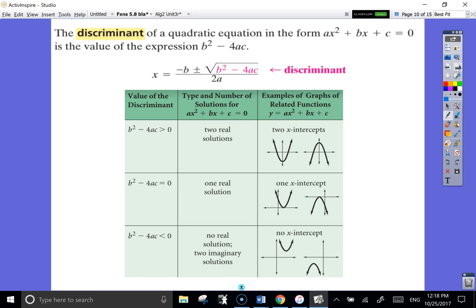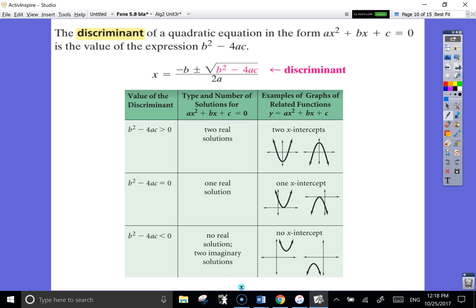So b squared minus 4ac. And there's 3 possibilities, right? If the discriminant is greater than 0, then you're taking the square root of a positive number, you should get a real number. Right? So you'll get real solutions. How many? 2. 1 for the plus, 1 for the minus.